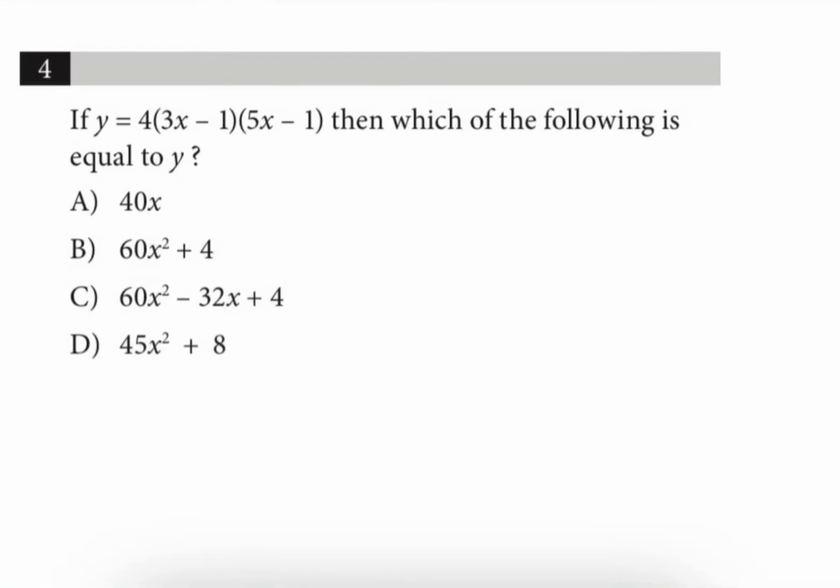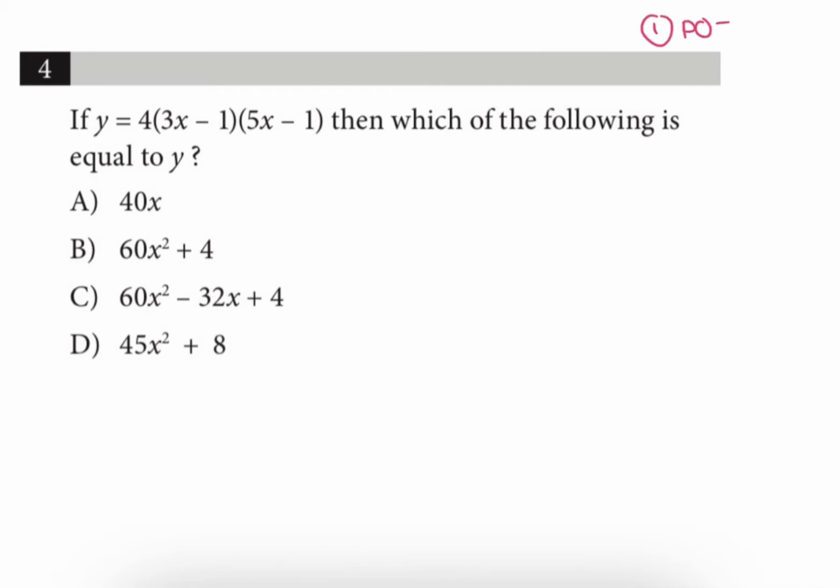Alright, this question is fairly easy. Let's take a look. If y equals 4(3x minus 1)(5x minus 1), then which of the following is equal to y? Now you can use several approaches to solve this question, but I think the easiest one is to solve it the old-fashioned way, but let me tell you what the other ways you can use.